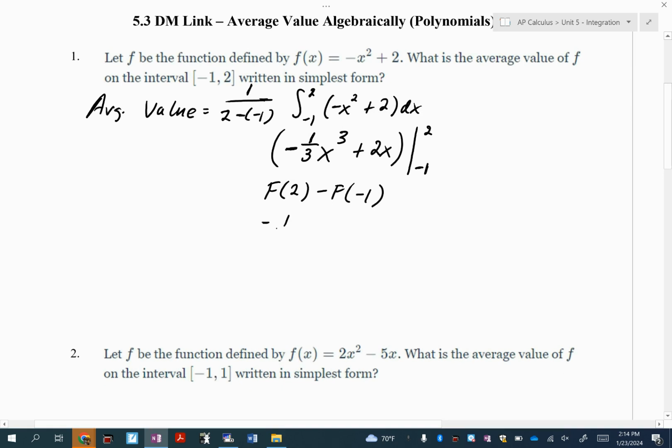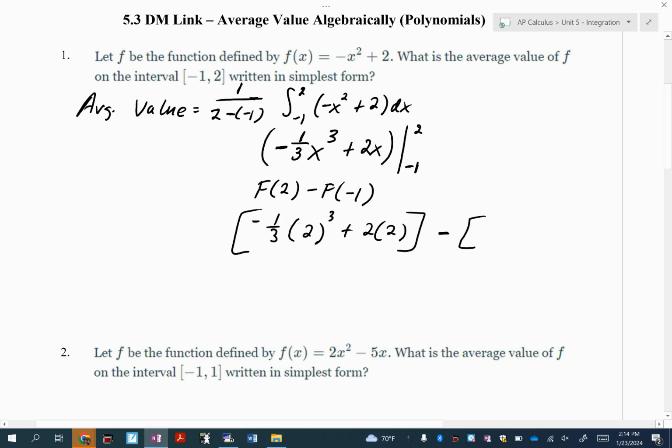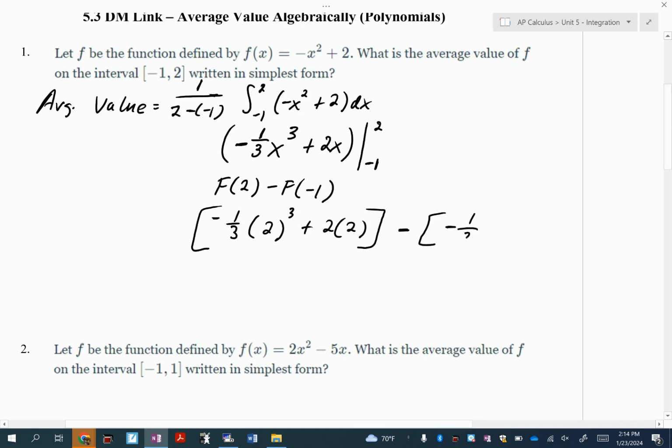So here we go, -1/3 times 2 cubed plus 2 times 2, all of that minus -1/3 times -1 cubed plus 2 times -1.